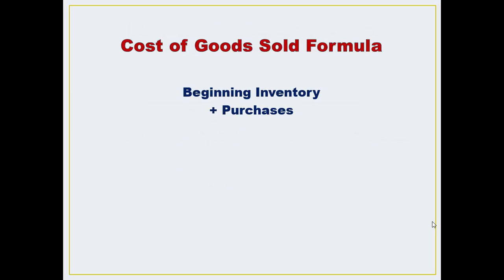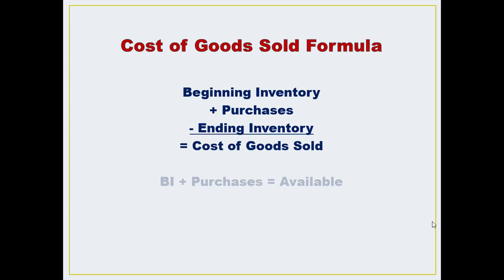Now, the textbook way usually presents it as beginning inventory plus purchases minus ending inventory is cost of goods sold. So whatever works for you, whatever's the easiest way to remember this. These are just a couple different visuals to use. But the key to remember is beginning inventory and purchases, that's what you have available for sale. But that will also equal your ending inventory and cost of goods sold. So this is a good check figure that you can use.